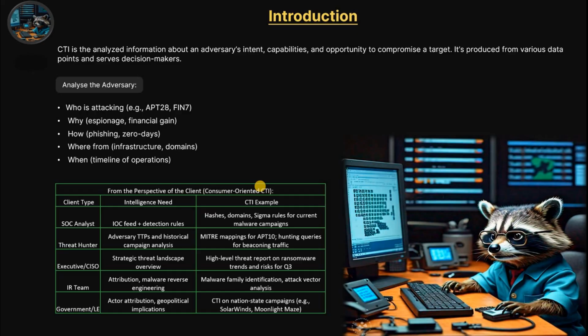If the client type is government, okay, then actor attribution, geopolitical implications, espionage, countries' rivalry, etc. For example, CTI on nation-state campaigns, such as SolarWinds, Moonlight Maze, APT36 attacking India, and China's espionage in the US, or maybe Israel's espionage in Iran, and so on. So it is all defined based on the customer or consumer for whom we are writing the CTI. So always remember, the role of CTI is not similar to the role of what SOC managers, SOC teams, or the blue team do, but it completely depends upon who the consumer is and this particular definition.